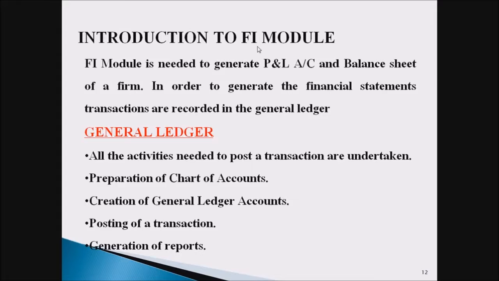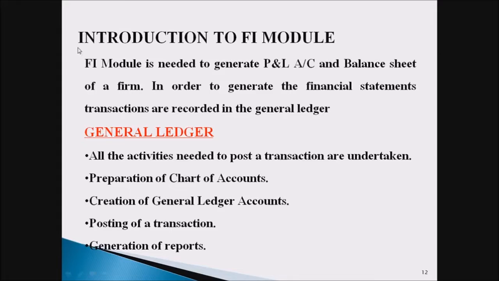Coming to the next slide. So let us try to understand first, what do we do in the general ledger? First activity, I'll say all activities needed to post a transaction are undertaken. So what do I mean by all activities needed to post a transaction? I'm talking about posting of a transaction from the accounting point of view. Let's say I'll give you a simple example, something like posting of salaries. When I'm going for posting of salaries, I will be debiting my salaries account and I'll be crediting my bank account. So in order to record this transaction, what is the fundamental activity which I'm supposed to do?